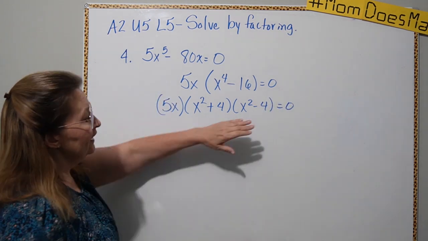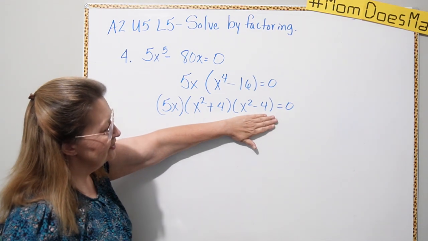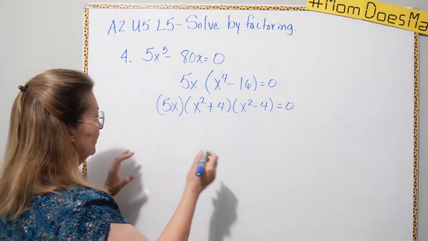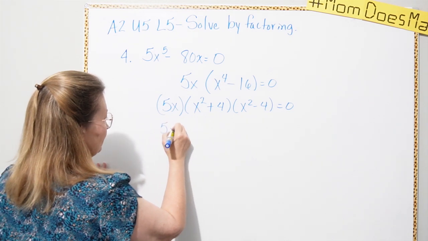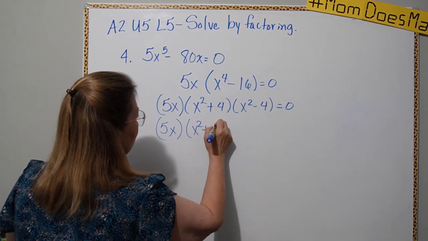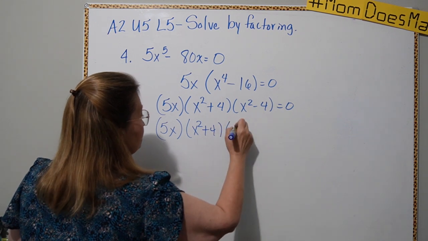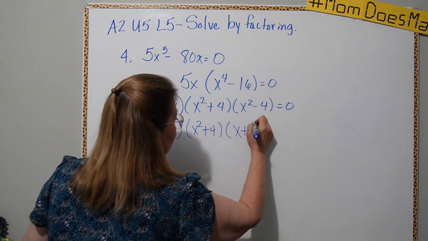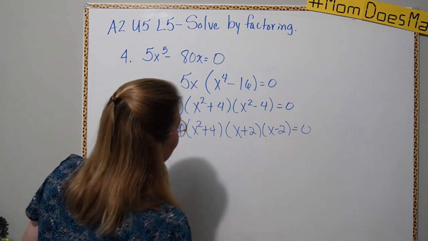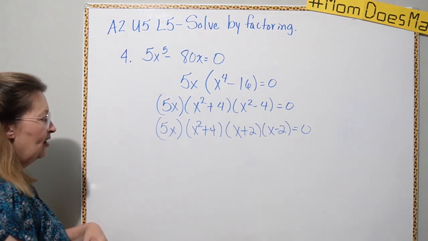And we can keep going because this is still a difference of two squares. Now this is a sum of two squares and we don't have a factoring chart for it or a factoring method. So now I have 5x, I have x squared plus 4. This will factor into x plus 2, x minus 2. Okay? So let's get them all solved.